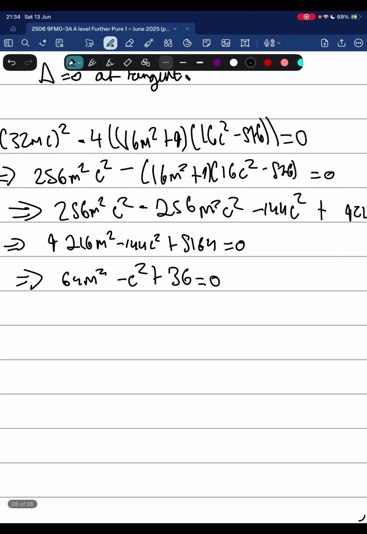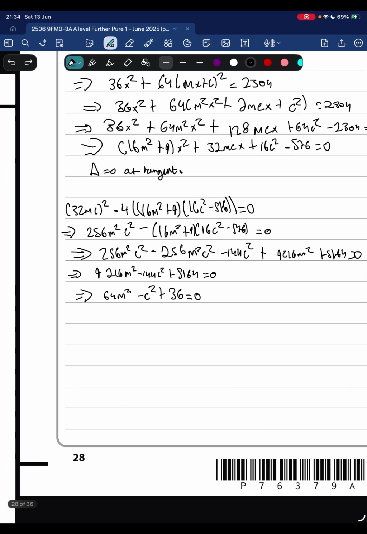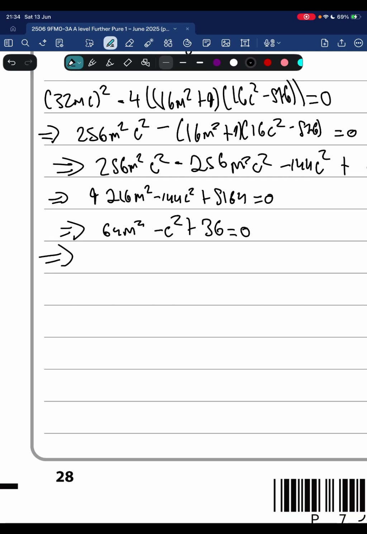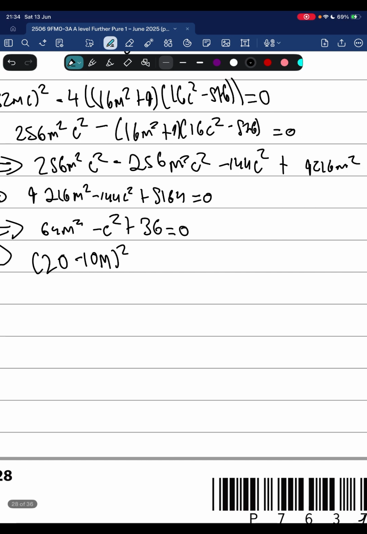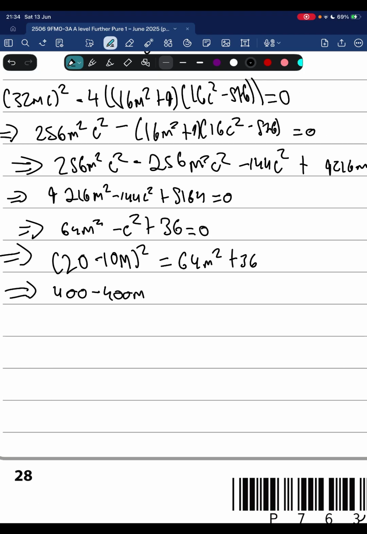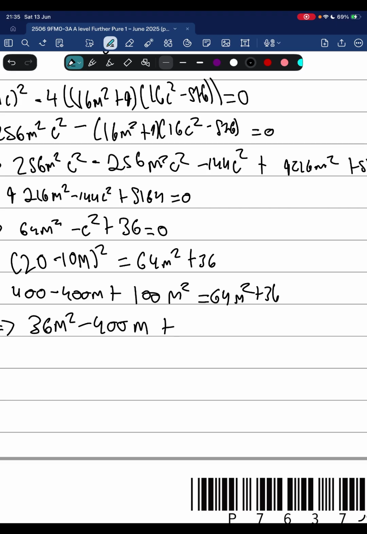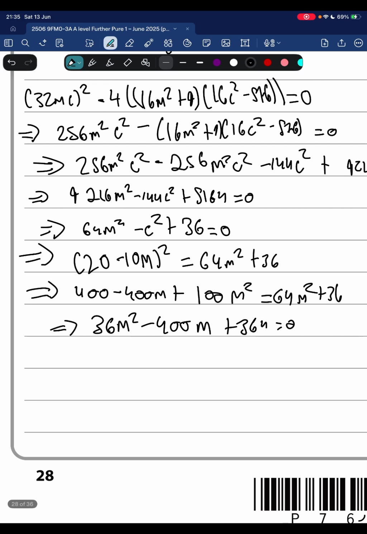Now we know c equals 10 minus 20m from this equation up here, right? So that tells us that (10 minus 20m) squared equals 64m squared plus 36, sorry, minus c squared plus 36. So 400 minus 400m plus 100m squared equals 64m squared plus 36. So that's going to tell us 36m squared minus 400m plus 364 equals 0. Divided by 4, we get 9m squared minus 100m plus 91 equals 0.